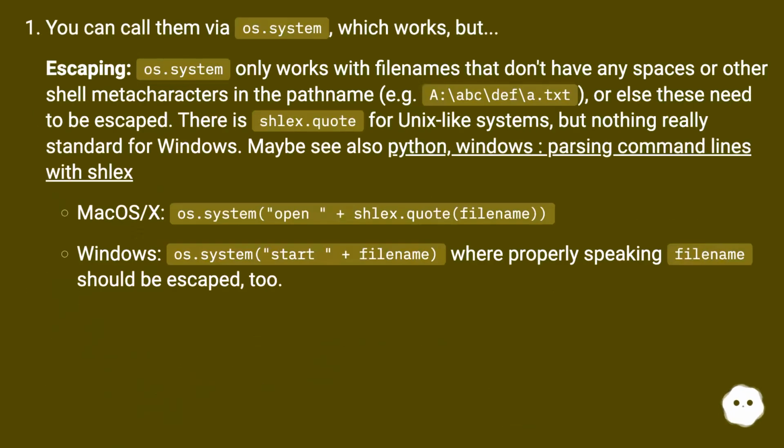You can call them via os.system, which works, but escaping only works with file names that don't have any spaces or other shell metacharacters in the path name, e.g. C:\abc\def\a.txt, or else these need to be escaped. There is shlex.quote for Unix-like systems, but nothing really standard for Windows.